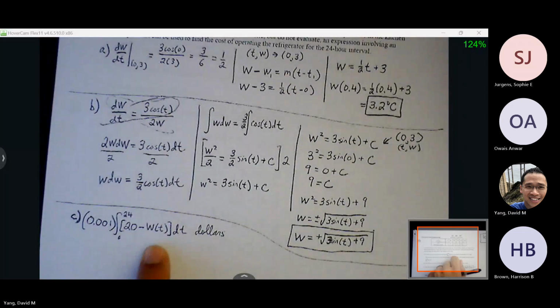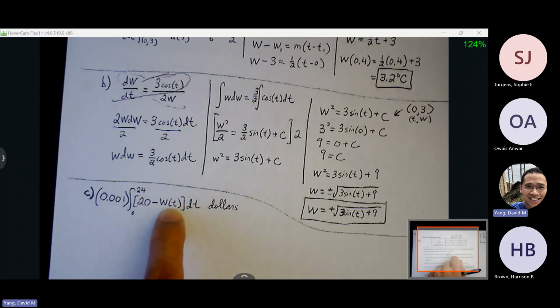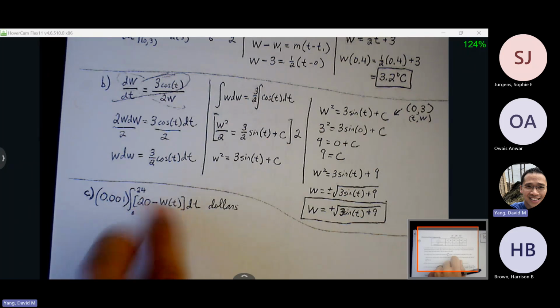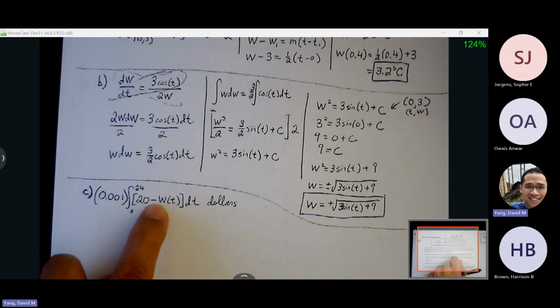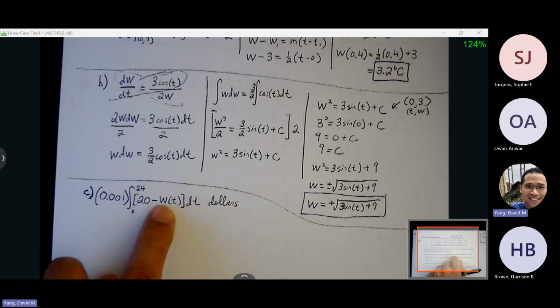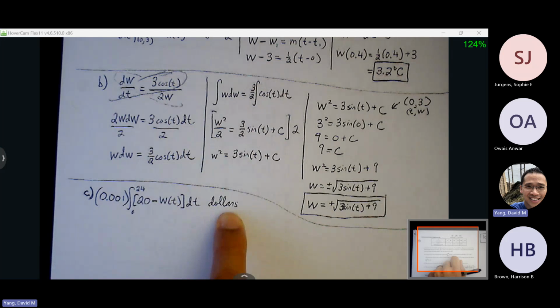So we know the temperature remains at 20 degrees, but over the course of 0 to 24, that W(t) is going to fluctuate. And as it fluctuates, it's going to create a cost if it's any different than 20. So we're basically accumulating the times when these two are different, and that's causing a change, causing there to be a cost. And then that value is going to have to be multiplied by 0.01 per hour, and that's going to give us the total amount of dollars.